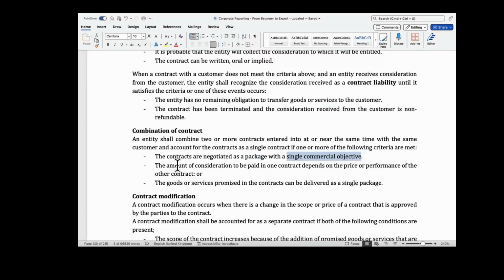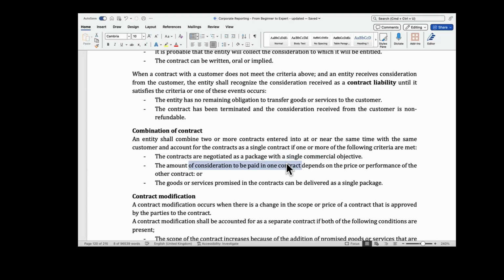Also, if the amount of consideration to be paid in one contract depends on the price or performance of the other contract. So if the price or amount to be paid in one depends on when you have done the other, that means you must finish one before you can move to the other or get paid in another. So that means they are a single contract.